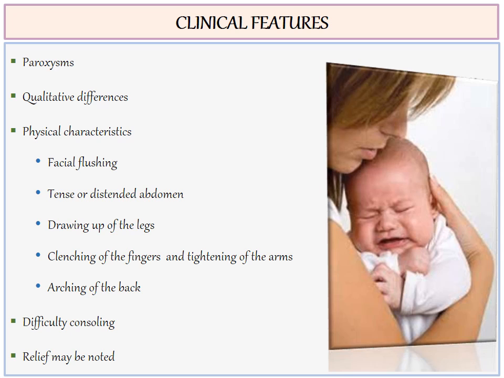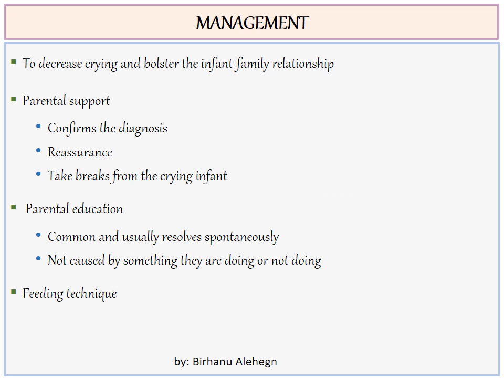Physical characteristics include facial flushing, tense or distended abdomen, drawing up of the legs, clenching of the fingers and tightening of the arms, arching of the back, difficulty consoling the infant, and sometimes relief may be noted. Management is to decrease crying and bolster the infant-family relationship and parental support, confirming the diagnosis, reassurance, and advice to take breaks from the crying infant. Parental education by telling them the condition is common and usually resolves spontaneously, and is not caused by something they are doing or not doing. Feeding technique.